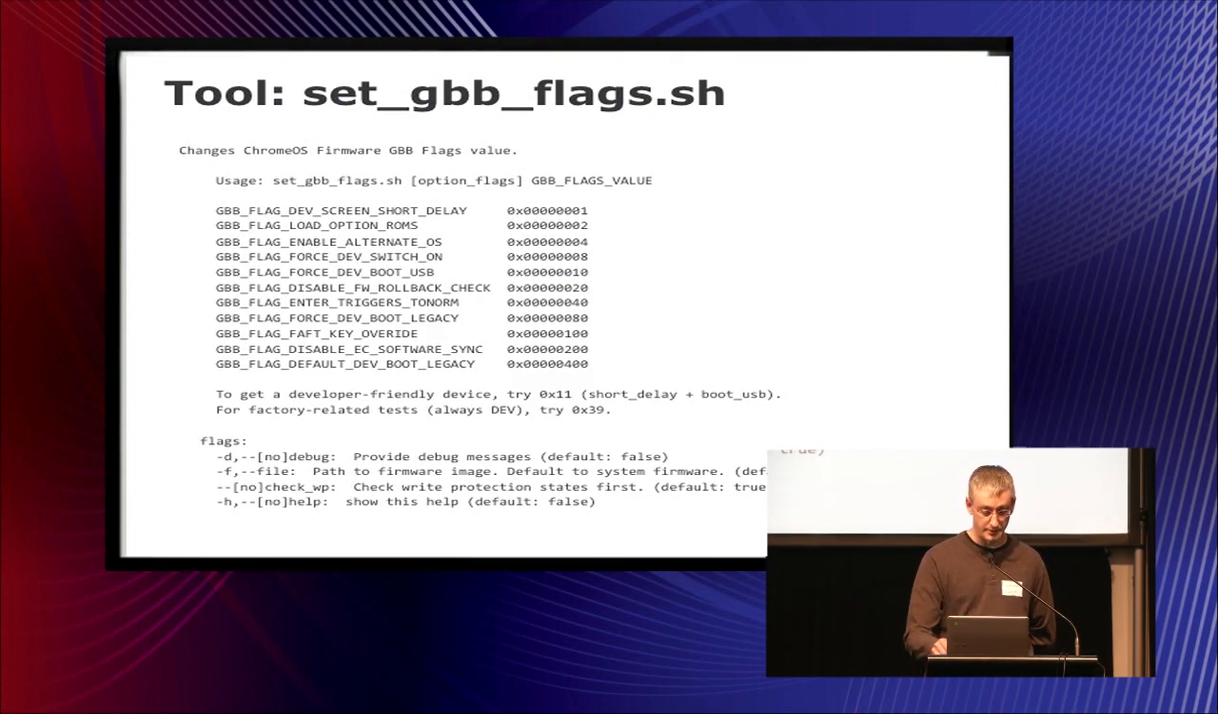And so that's that. If a user, if all they want to do is force developer mode and a short screen on their device, they can just run this script, after they've defeated write protect, of course, and not have to worry about the details.